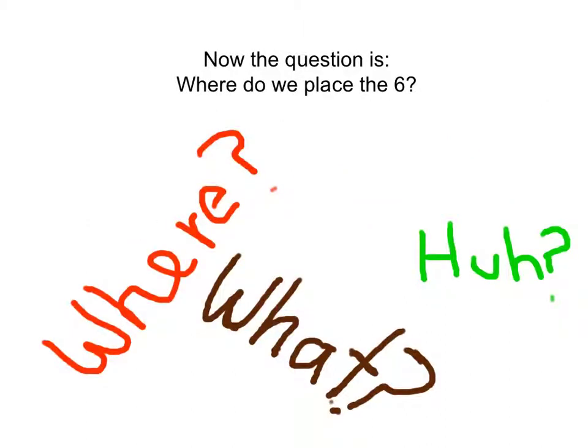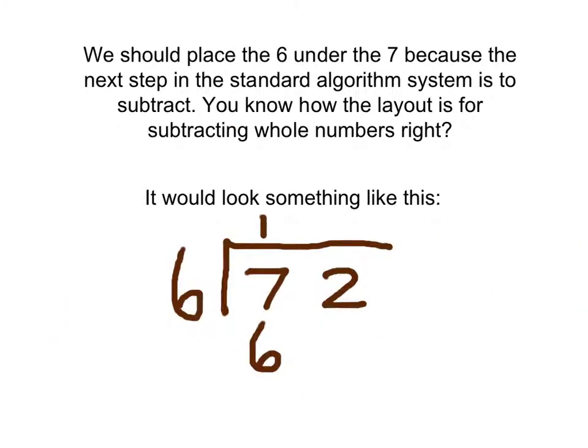Now the question is, where do we place the 6? We should place the 6 under the 7 because the next step in the standard algorithm system is to subtract. You know how the layout is for subtracting whole numbers, right? It would look something like this.